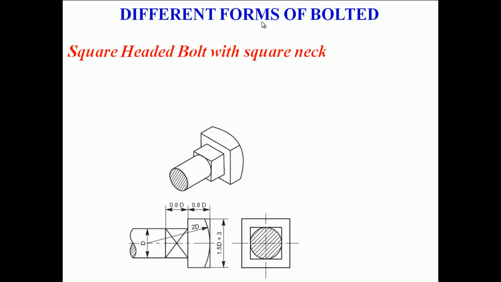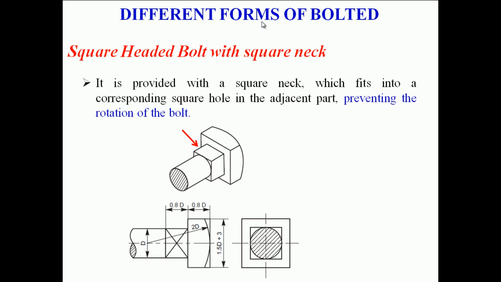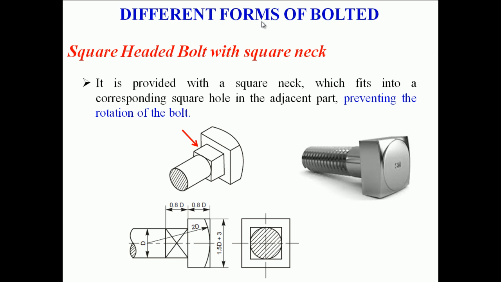Different forms of bolts. One is a square headed bolt with square neck. You can see this diagram and then you can understand what a square headed bolt is. This particular thing is the square neck. It is provided with a square neck which fits into a corresponding square hole in the adjacent part, preventing the rotation of the bolt. Schematic diagrams are given and the actual photograph is also given in this slide.